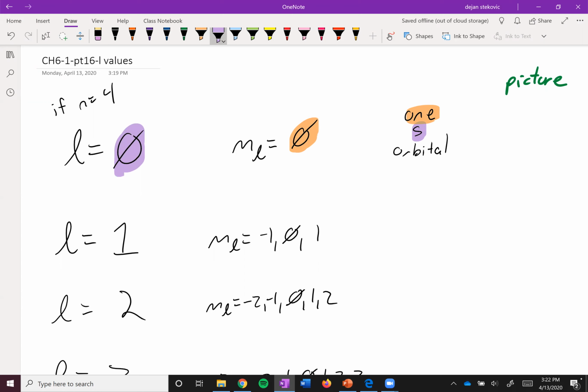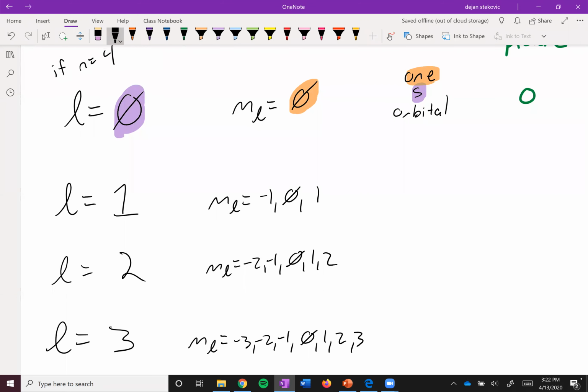That's the letter designation. And s orbitals are just spheres, right? So just a sphere. If you're talking about a 1s orbital, it's one sphere. If it's a 2s, it's two spheres, one inside another, 3s, 3 spheres, that kind of thing. Let's take a look at L equals 1 next.